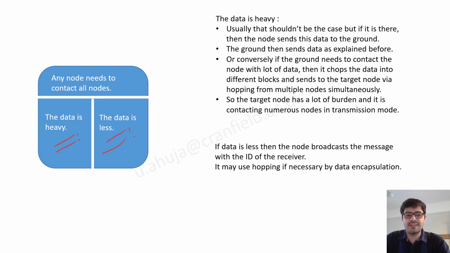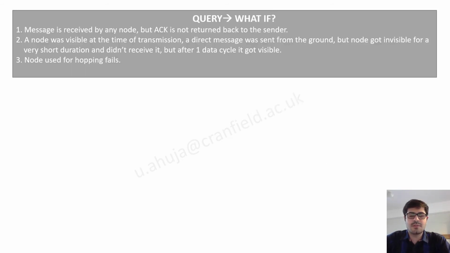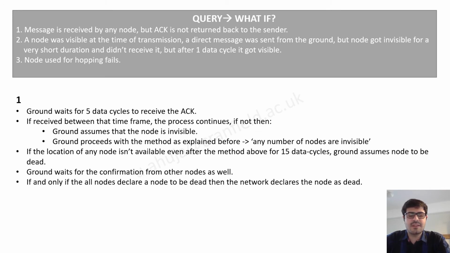In the case that the data is less, let's say 4 MB, that could directly be sent with the tag ID of the receiver, and we can broadcast it quickly. Okay. So query, what if the message is received by the node, but acknowledgement is not returned back to the sender? We are basically considering all of these queries. In that case, we consider the first case as the ground waits for 5 data cycles to receive the acknowledgement.